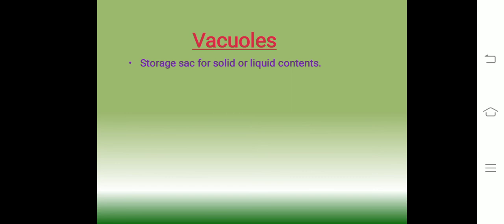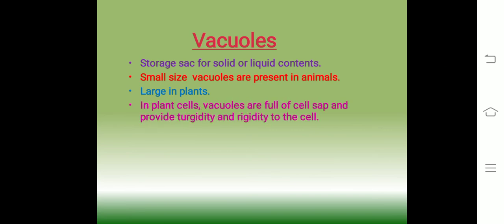Vacuoles. Vacuoles are the storage sacs for solid or liquid contents. Vacuoles are small sized in animal cells, whereas plant cells have large size vacuoles. The central vacuole of some plant cells may occupy 50 to 90% of the cell volume. In plant cells, vacuoles are full of cell sap and provide rigidity and turgidity to the cell.